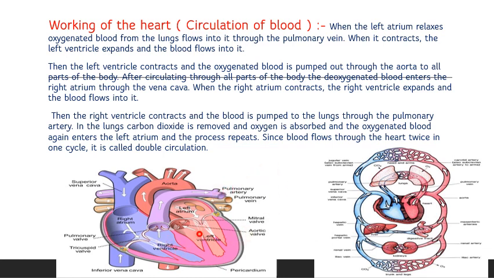In the lungs, what happens? The carbon dioxide is removed and the oxygen is absorbed, and the oxygenated blood again enters the left atrium, and the process repeats. Since the blood flows through the heart twice in one cycle, it is called double circulation. You can have a look at this picture of how the circulation process takes place in the body. Now I hope you got it. Let us move on to the next slide.